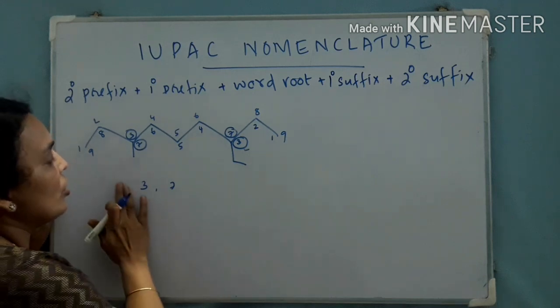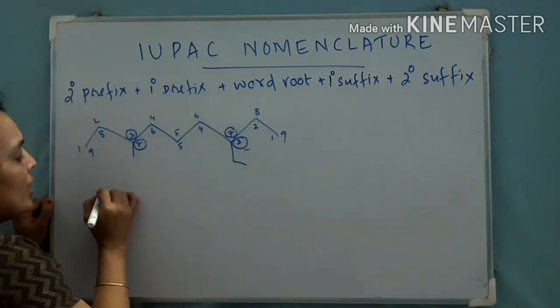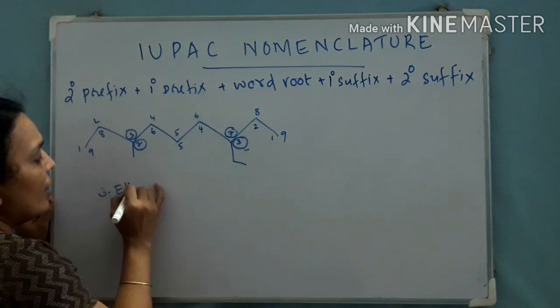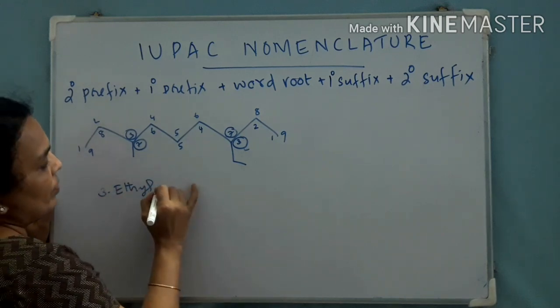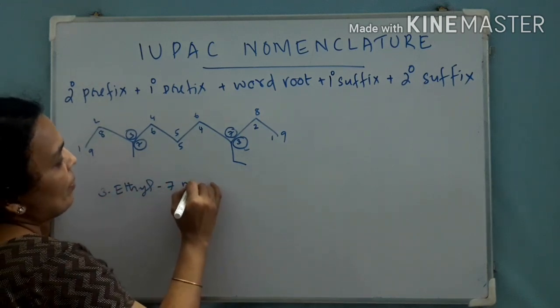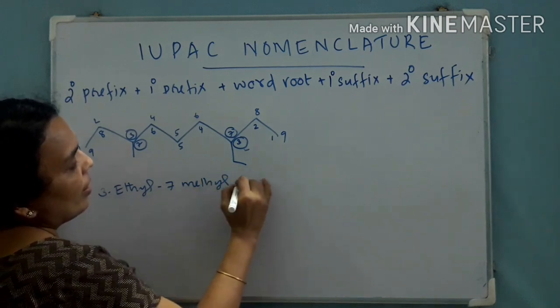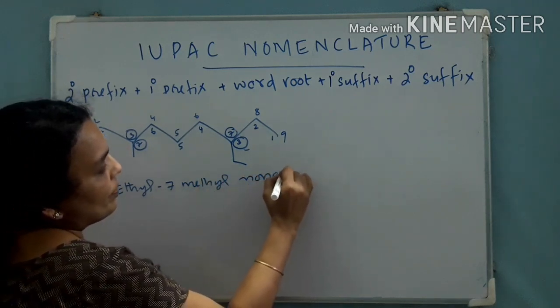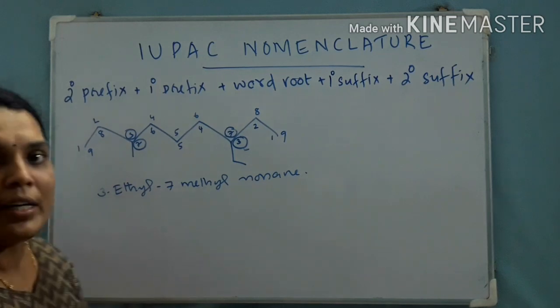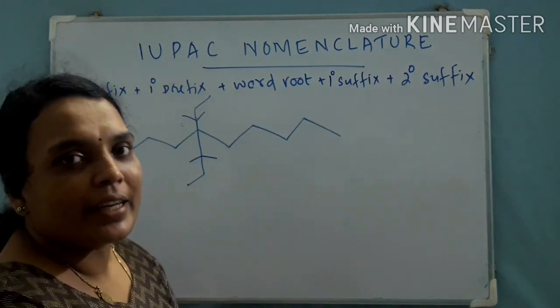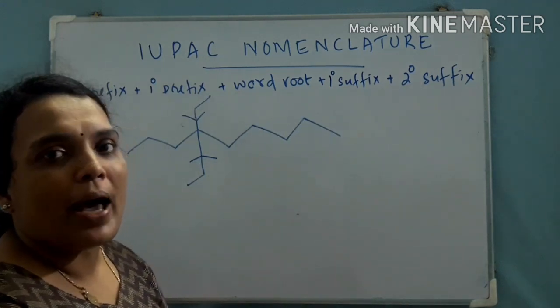Got that point? So look here, what does the name become? 3-ethyl-7-methylnonene. Got it? Come to another example. First of all, let us see the parent chain.